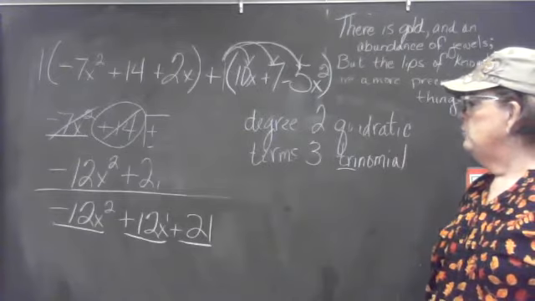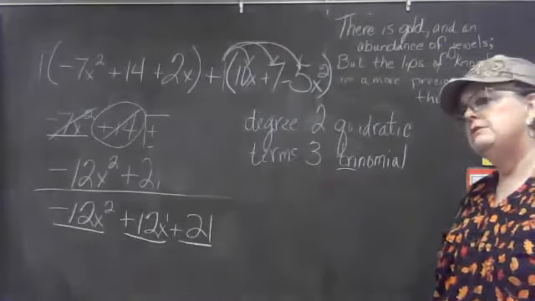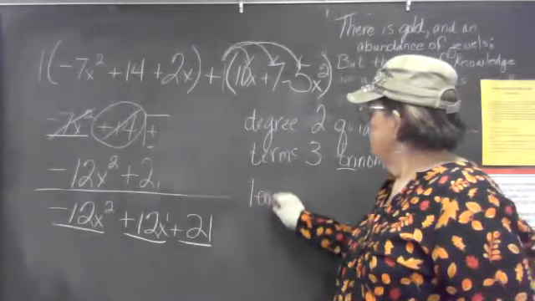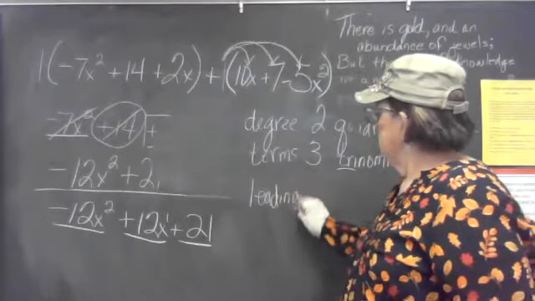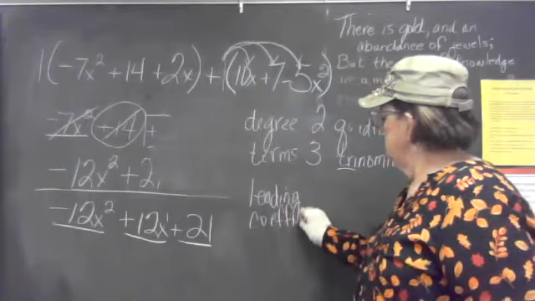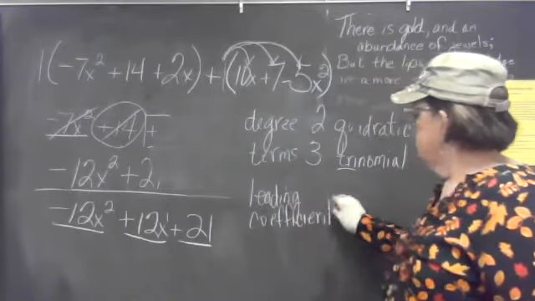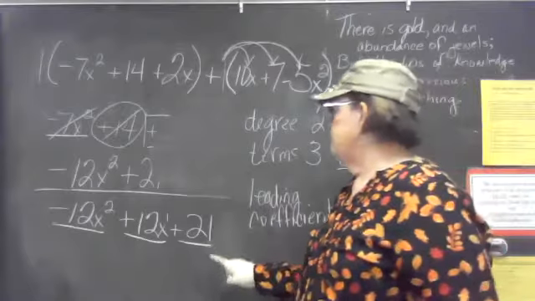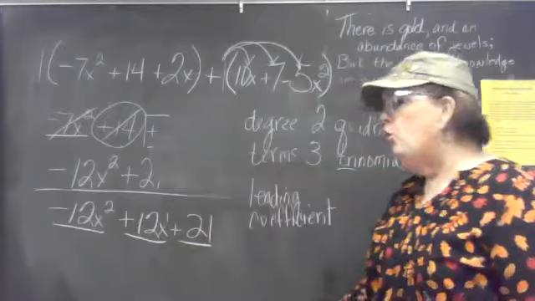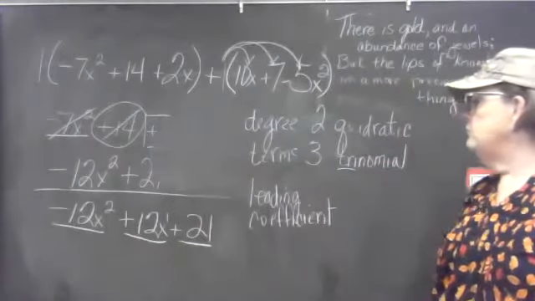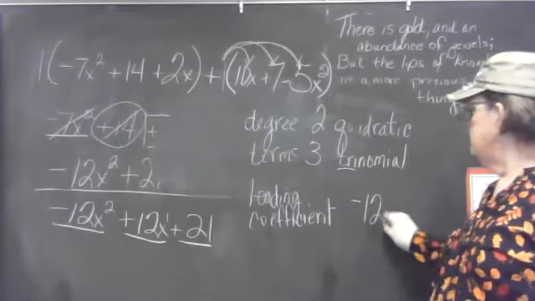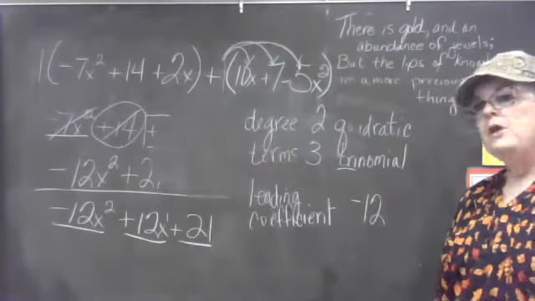Tell me what the leading coefficient is. 12. Negative 12. And I'll write this for you all. Sorry about the writing. Leading coefficient. All of these are coefficients. This one, this positive 12, and this negative 12. All of those are coefficients. But the leading coefficient is the front one when we put it in standard form. So negative 12 would be our leading coefficient here. Are we okay with that?